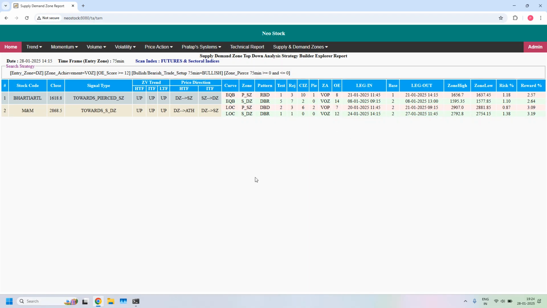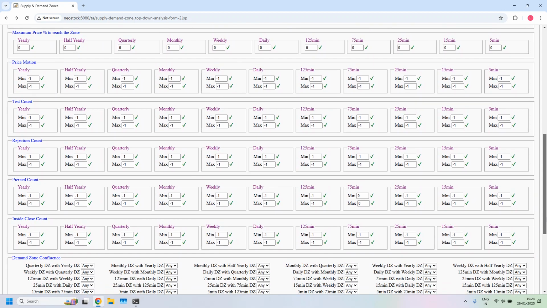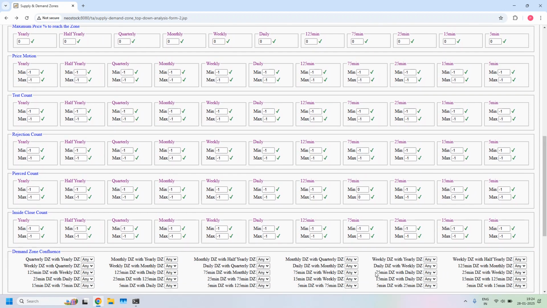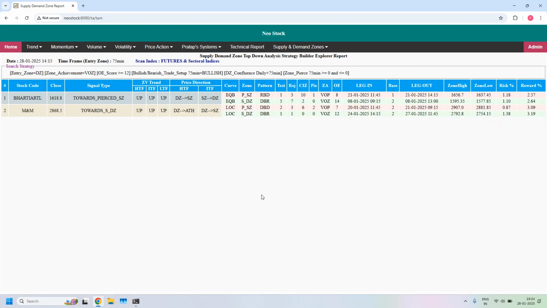Apart from that, we are adding zone confluence. So first filter is LTF and ITF demand zone confluence. That is 75 minutes and daily demand zone confluence. So I enable the filter. With this filter, we got both the stocks. And both the stocks having ITF trend is uptrend.